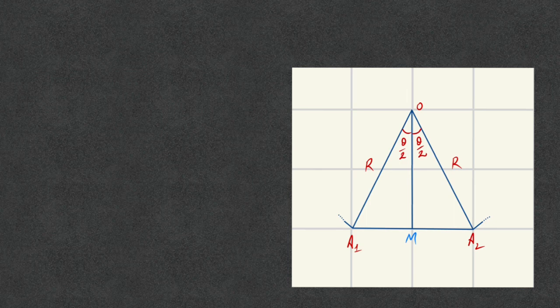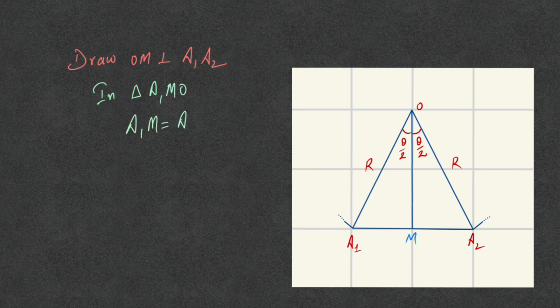Now draw a perpendicular OM on A1A2. In triangle A1MO, I can clearly see A1M is equal to A2M is equal to A1A2 divided by 2. Since OM is the perpendicular bisector on A1A2, M is the midpoint, so A1M should be equal to MA2. That clearly means it is half of the length A1A2, so that's why A1A2 upon 2.